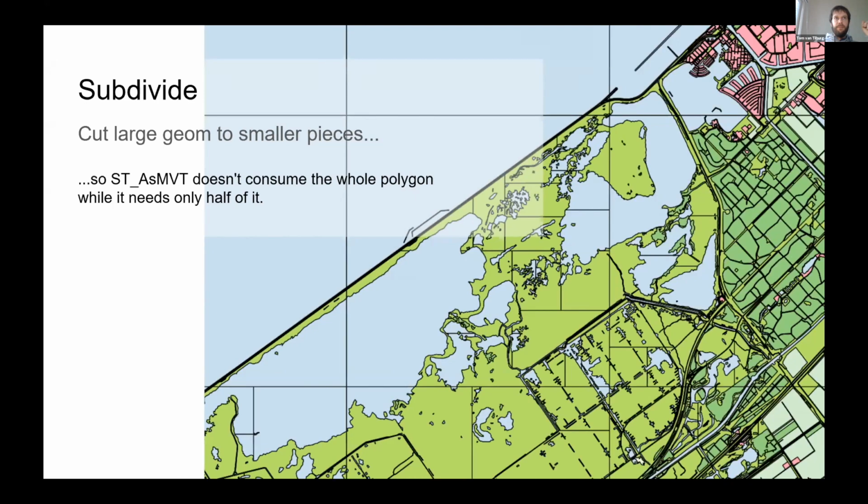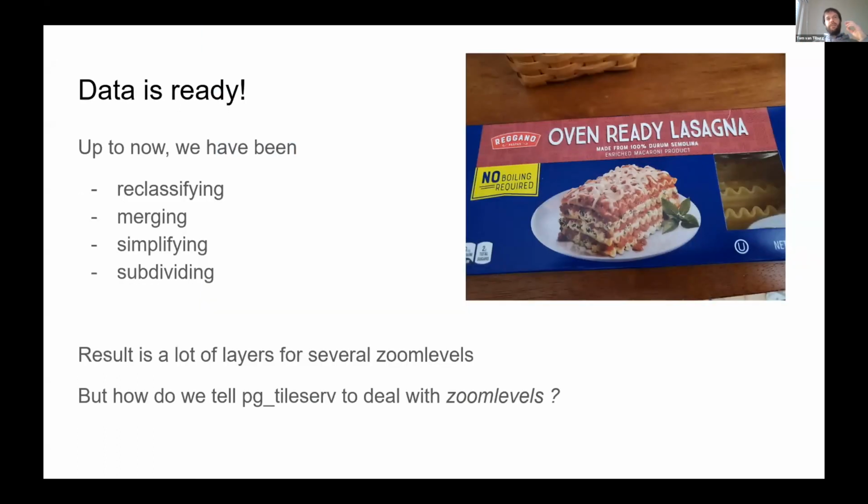Now, if you use the subdivide function, this is roughly what you get. You can set a maximum number of vertices in your polygon, and they will be cut smaller from that point. Doing this step beforehand will help the vector tile function to cut quicker through your geometries. And in the end, you will not see anything from this in the base map. So the data is ready.